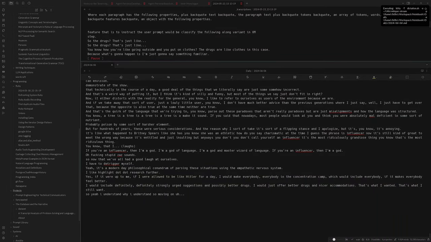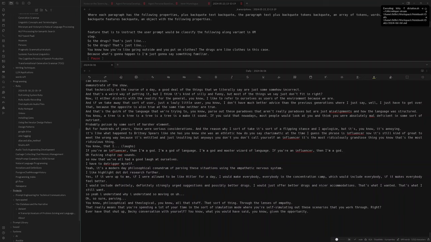Parsing philosophical and theological stuff through the lenses of empathy really means that you're spending a lot of your time in this sort of simulation mode where you're self-simulating these scenarios that you work through. Ever have that shut-up-Becky conversation with yourself, what you would have said, given the opportunity? Oh, right, sure, concentration camps. I think that's kind of funny because what that technically means to me, when I'm not forced to be raped by the history of which I was not a part of, and I'll never stress that enough, is that I will try my damnedest to adjust the language so that we don't run into those problems again, but understand that problems are, in that factoid sense, relative.